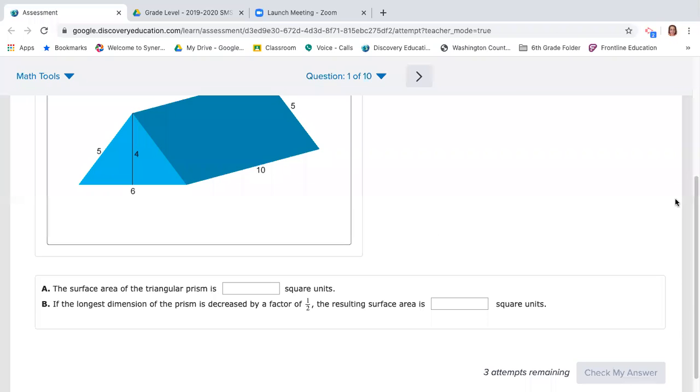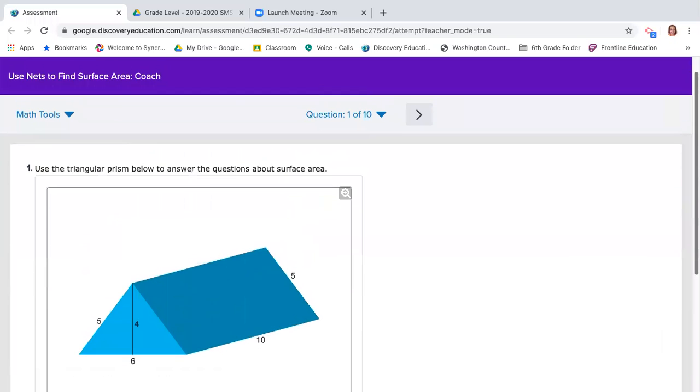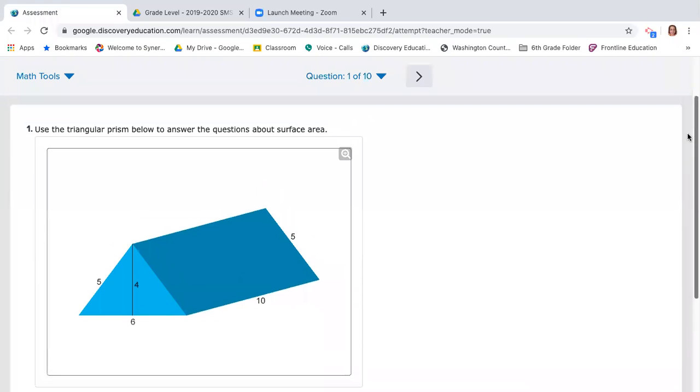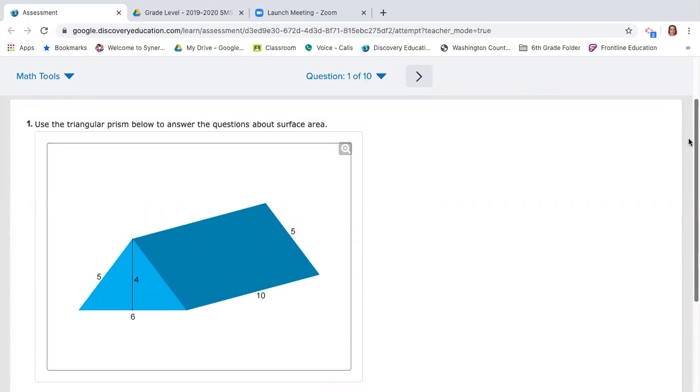So we are going to go through the coach questions. We are on use nets to find surface area, coach. And the first question says, use the triangular prism below to answer the questions about surface area.